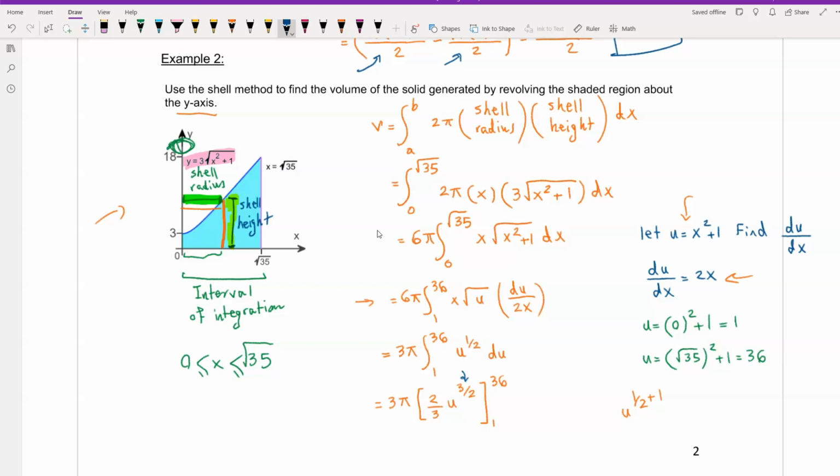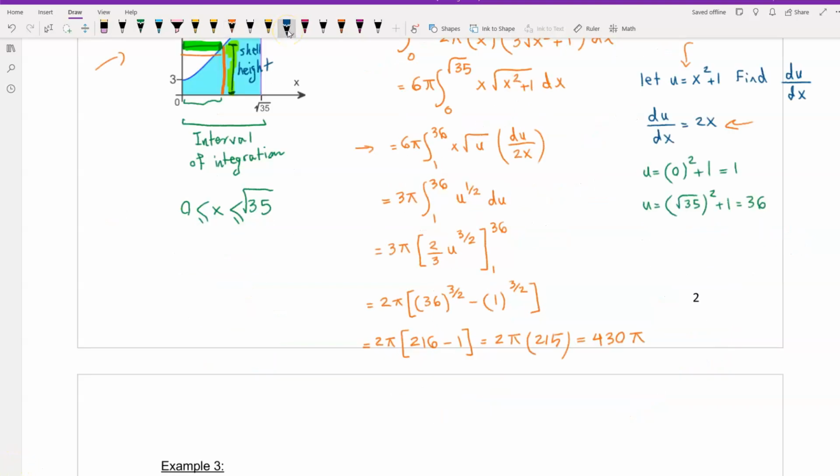And use the same number in the denominator. So here we have u to the power 3 over 2 divided by 3 over 2. Instead of writing it this way, I just move this and use a reciprocal. So instead of dividing, I multiply by 2 over 3. So that is how I have this after integration. Now use 1 and 36 instead of u, and find the final answer.